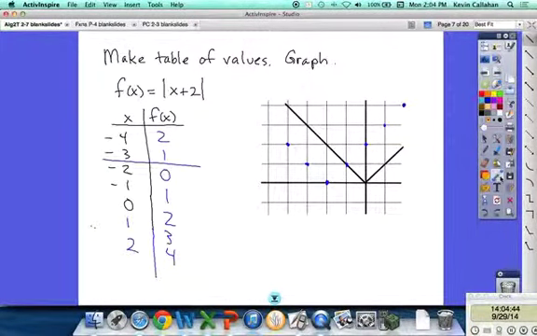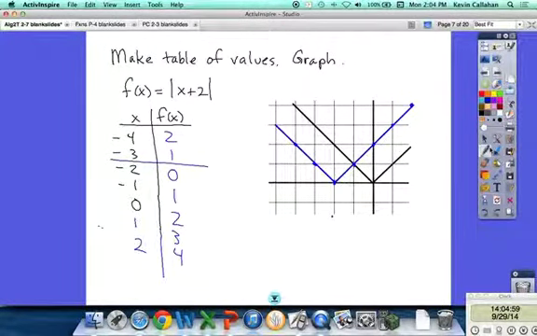What's that? No, every graph does not go through 0, 0. So there's that, and there's that. So what did it do to the graph when we added 2 inside the function? It went left 2, right? We moved the parent function left 2.